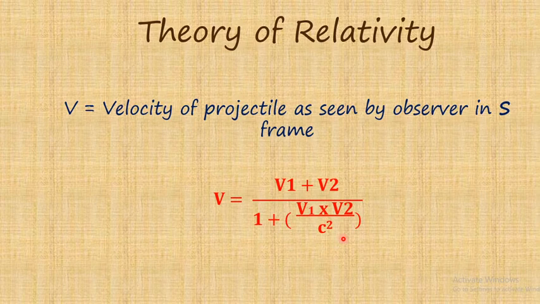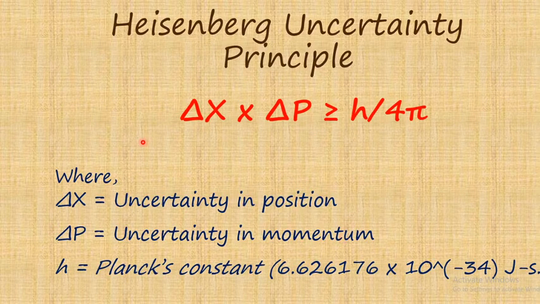Next we have the Heisenberg uncertainty principle. It is also one of the most wanted principles. This is what you have: del x into del p is greater than or equal to h divided by 4 pi, where del x equal to uncertainty in position, del p equal to uncertainty in momentum, h equal to Planck's constant, which is 6.617 into 10 to the power minus 34 joule second. Let's move to the next one.